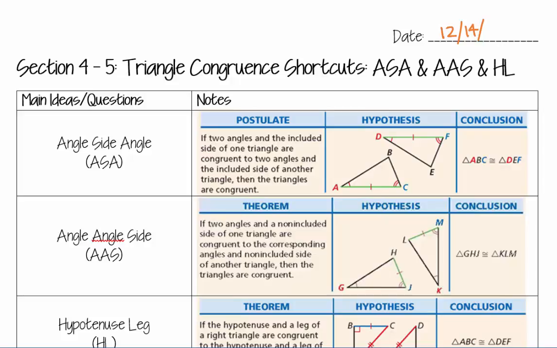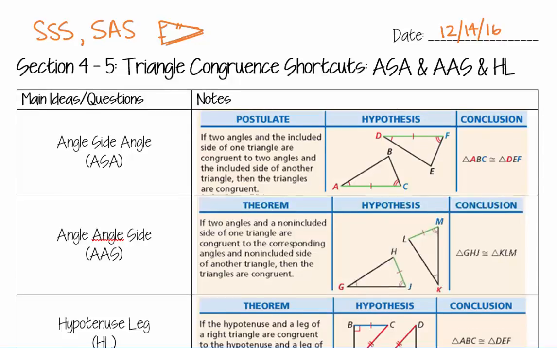So in this section we're going to learn some more of those shortcuts that we have to prove that triangles are congruent. So far the ones that we have are side, side, side, where all three sides of one triangle are congruent to all three sides of another. And then we have side, angle, side, where we have a side and an angle in between another side. So it's got to look something like this, where you know this side, this angle, and this side. So it's got to be included.